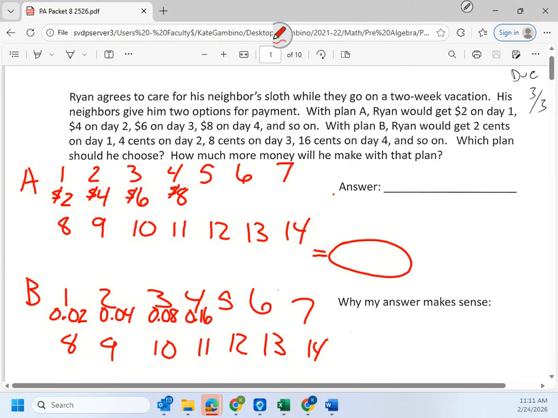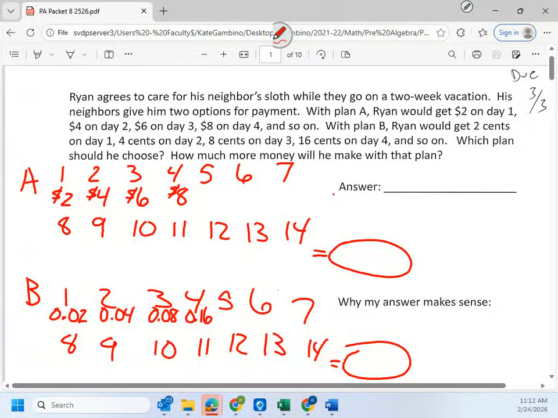For Plan A, it was easy to see that flat pattern for increasing. For Plan B, look to see how we're increasing. And you're going to continue increasing it all the way through the 14 days. Then, just like with Plan A, you're going to add all the days together to get the total amount you would be paid.